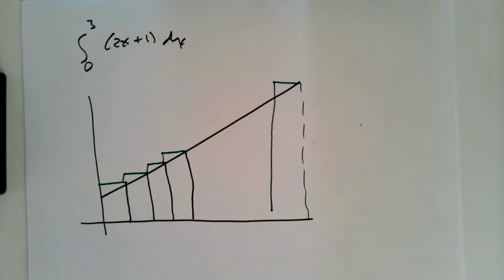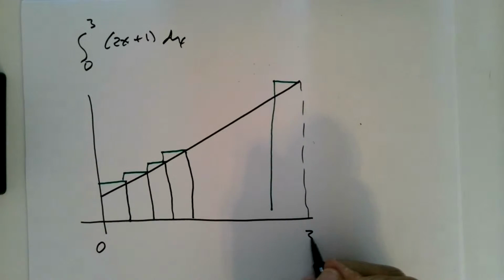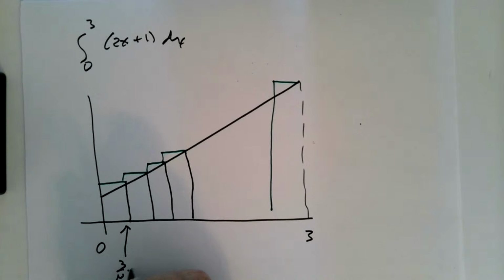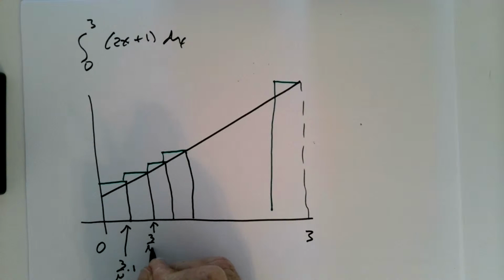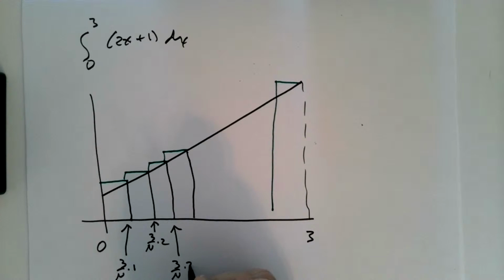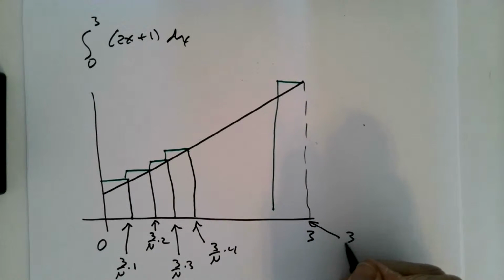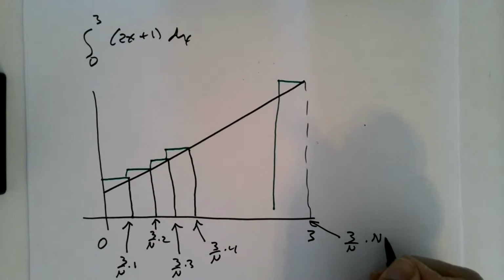So n rectangles, 0 to 3, the width is 3 over n. So again, this piece is 3 over n times 1. This guy, that number is 3 over n times 2. This one is 3 over n times 3. This one is 3 over n times 4. And this last piece is 3 over n times n. Okay.